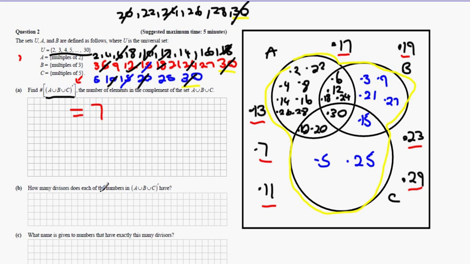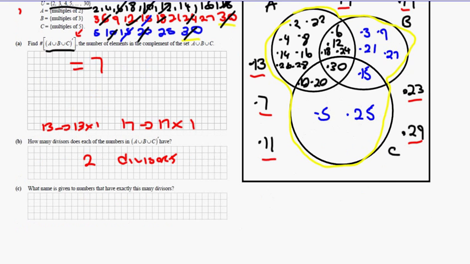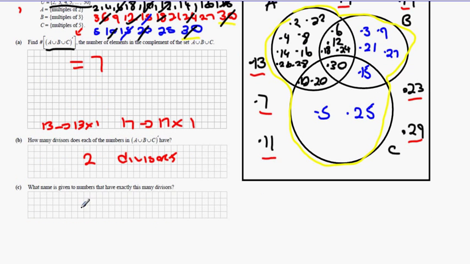How many divisors does each of the numbers in A union B union C have? How many things divide into 13 and 17? Well, 13 has 13 and 1. 17 has 17 and 1. They're basically prime numbers, so they have 2 divisors, because they only have the number itself and the number 1. What is the name given to numbers that have that exact many divisors? Prime numbers. Okay, move on to the next question.